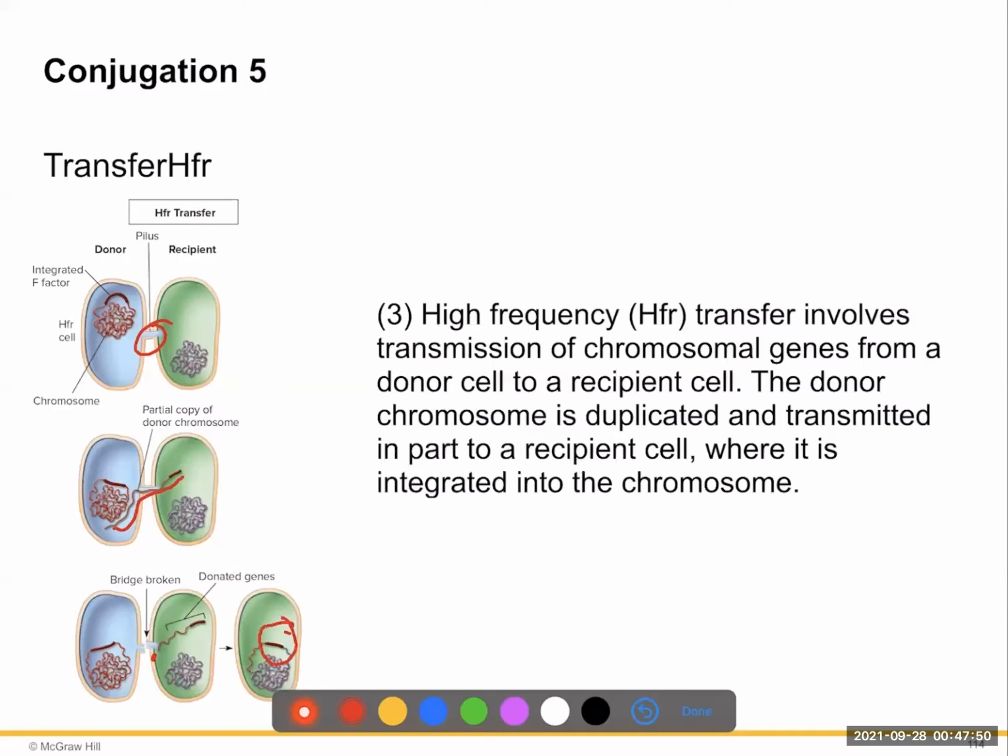Okay, it involves a transmission, that's a high frequency transfer. It involves a transmission of a chromosomal gene from a donor cell to a recipient cell. The donor chromosome is duplicated and transmitted into part of the recipient cell. It gets integrated into the chromosome itself, and therefore every time that cell replicates, now that new gene goes with it. It's high frequency because every time, that daughter cell is going to have that gene with it.